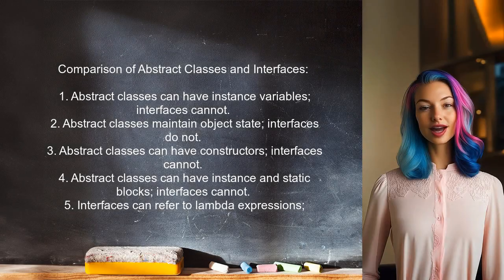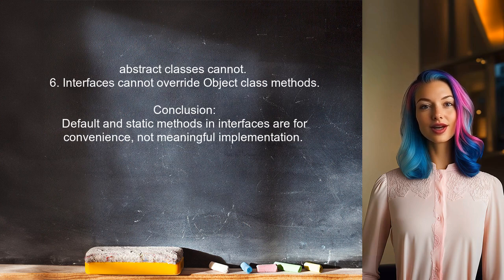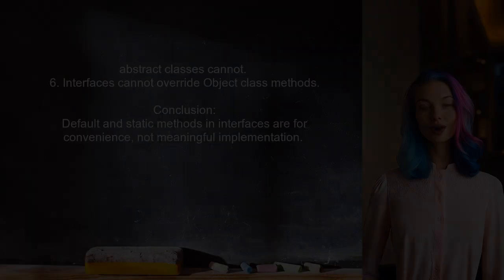This user provides a detailed comparison between abstract classes and interfaces in Java. They highlight that abstract classes can have instance variables, constructors, and can maintain the state of an object, while interfaces cannot. They also note that interfaces can refer to lambda expressions, unlike abstract classes. The user concludes that default and static methods in interfaces are primarily for convenience, allowing implementation classes to avoid redundant method implementations. Therefore, they assert that interfaces cannot be equated to abstract classes.